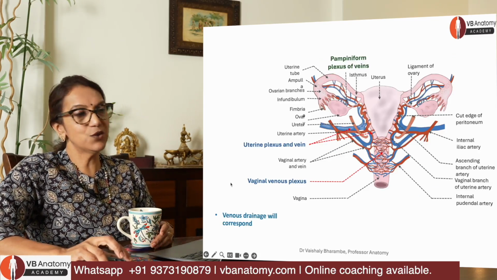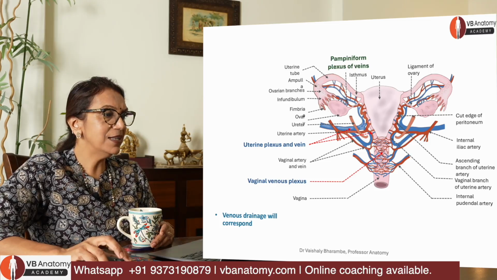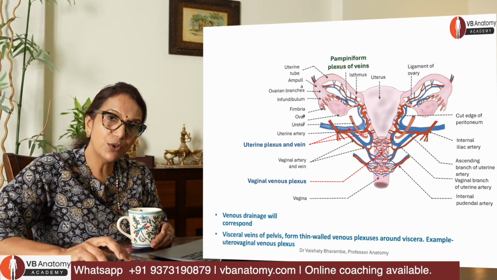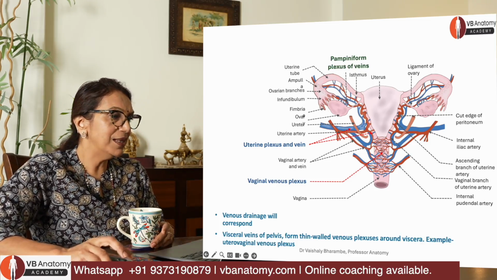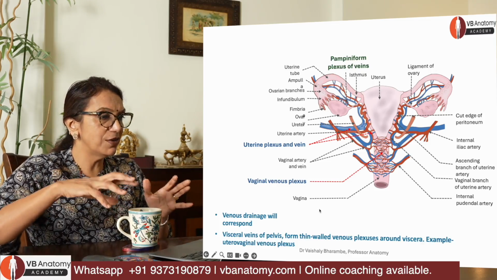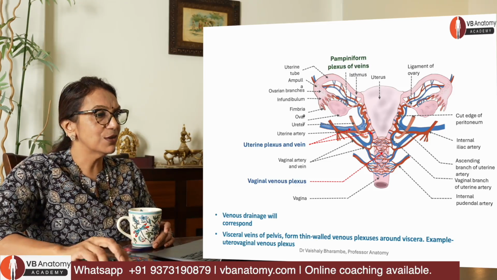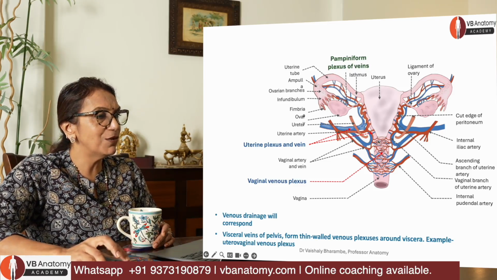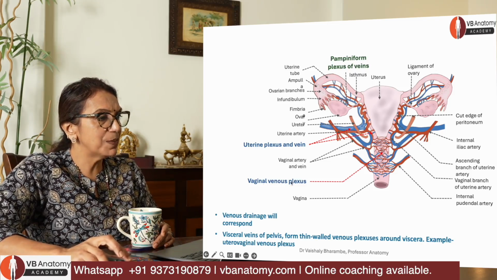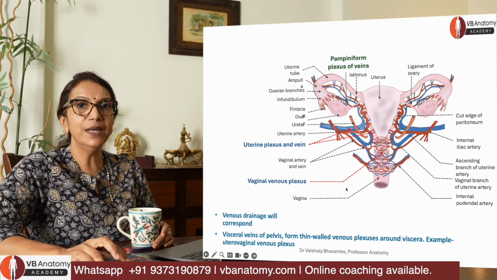So, what about the venous drainage? Remember that venous drainage corresponds to the blood vessels mostly, but the visceral veins in the pelvis generally form thin-walled venous plexuses around the viscera. So, you can see the venous plexus being formed here, one venous plexus being formed here.